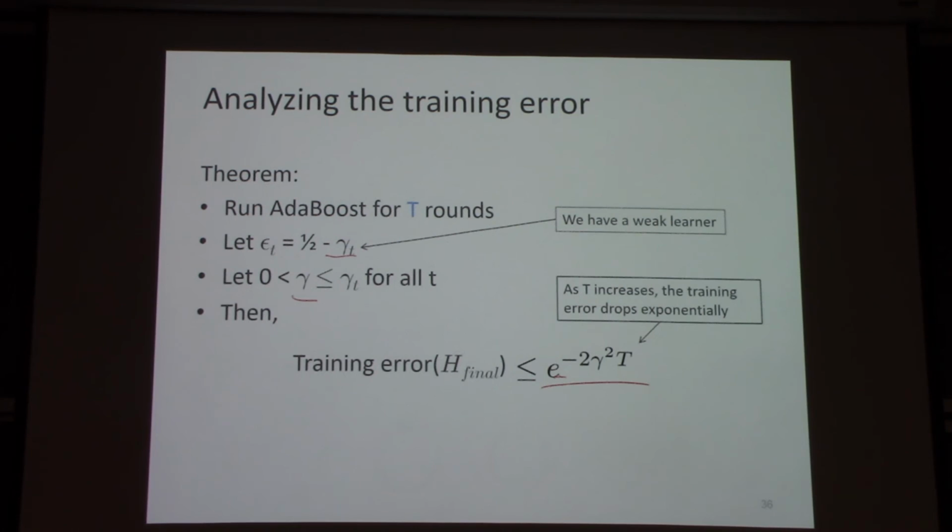And why does the training error matter? Because you remember the PAC theorem, the agnostic learning theorem that we saw? The test error will not be too far from the training error. So we are bounding it: the final classifier has a very low training error. And the final classifier's training error drops exponentially as you run Adaboost more and more.